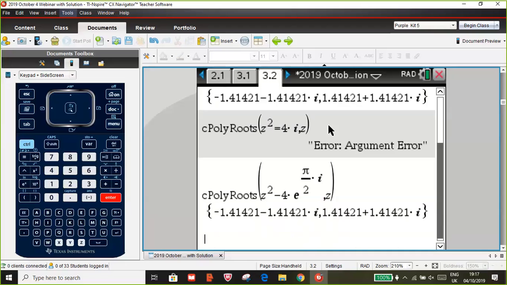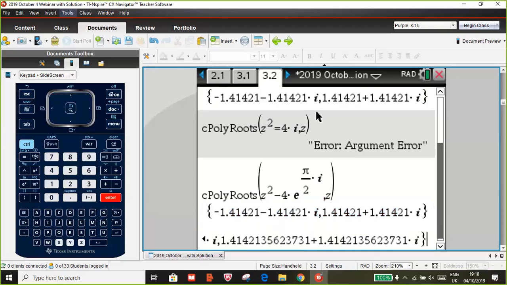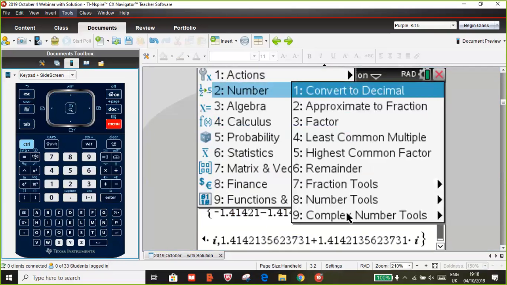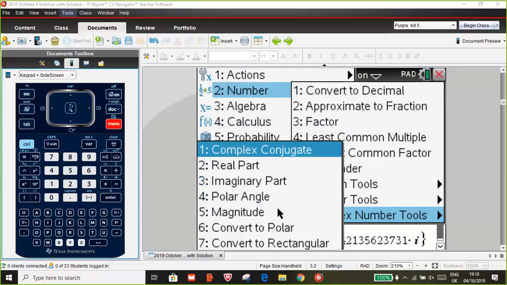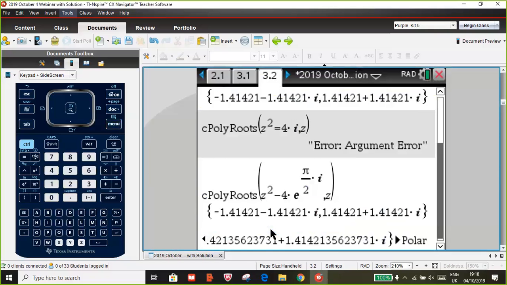Now, the question is, we want it in polar form, right? So can this calculator help change it to polar form? Yes, it can be done. You can basically just copy this answer and call out the menu under number, complex number tools, the convert to polar. These functionalities are all available under Press to Test. So voila, you get the answer.